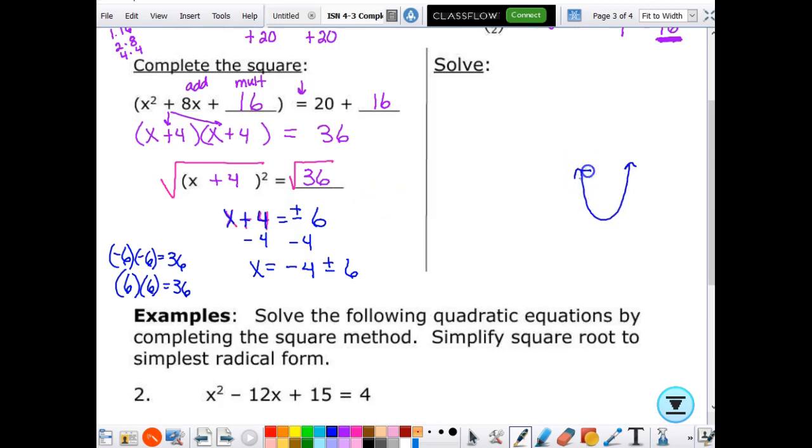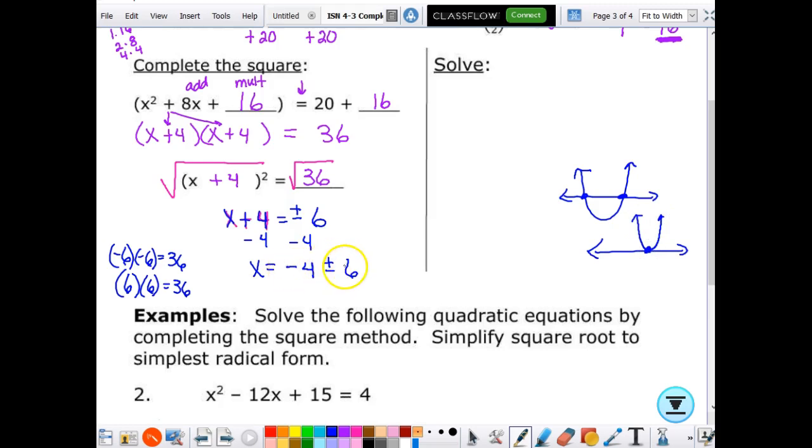Remember, we have 2 answers. Most of the time, you have 2 answers. Sometimes you have a parabola that's doing this, and it only has one x-intercept. But most of the time, most parabolas have 2 answers.